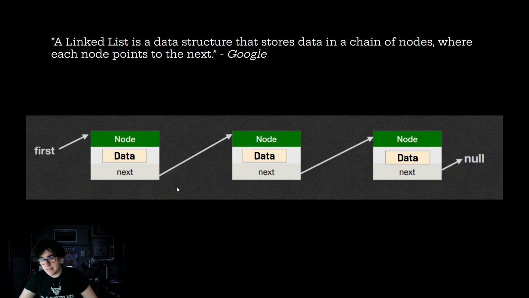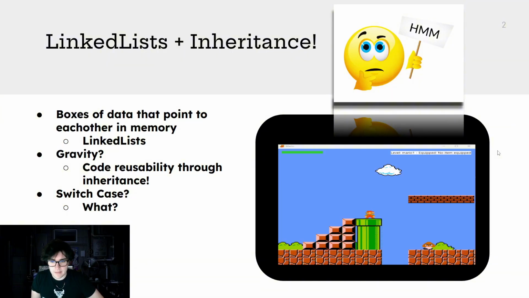It's just basically boxes of data that hold boxes in memory that hold some type of data and a pointer to the next linked list node. And that's basically all it is. It's like a one-way chain going all the way until some node points to null. But yeah, so those are linked lists.